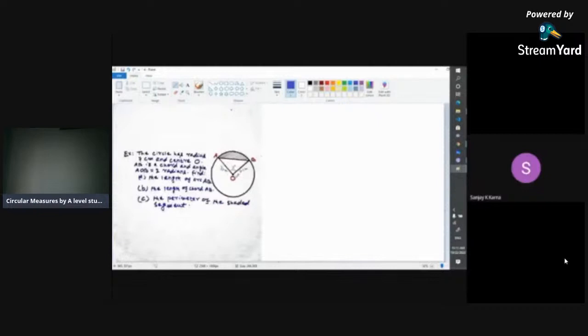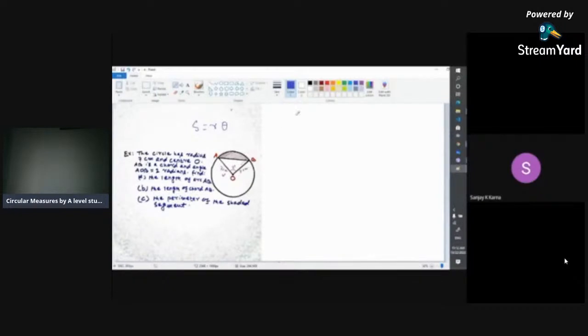Okay, we shall now talk about this example, which also makes use of the relationship between S, R and theta, that is S equals R theta. Let's read out this question first. The circle has radius 7 centimeter and center O. AB is a chord, and angle AOB is 2 radian at the center. Find the length of arc AB, which means you have to find this length.